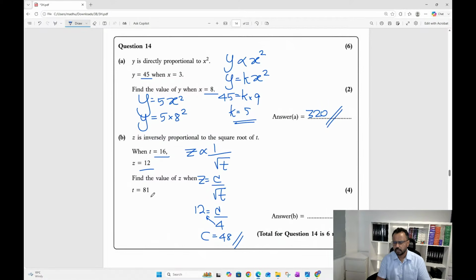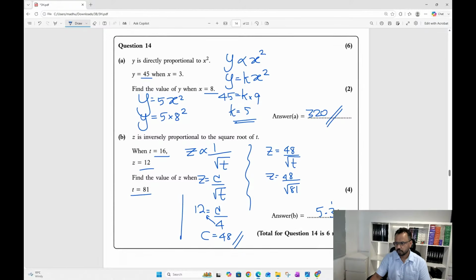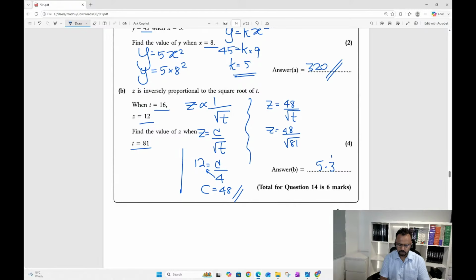Okay. So the formula is z is equal to 48 over root t. Now, find the value of z when t is 81. So what do we need to do? 48 over root 81, or just 9, right? So that gives me the answer as 5.3 recurring, or you can just put it as 16 over 3. Done. All good, guys?